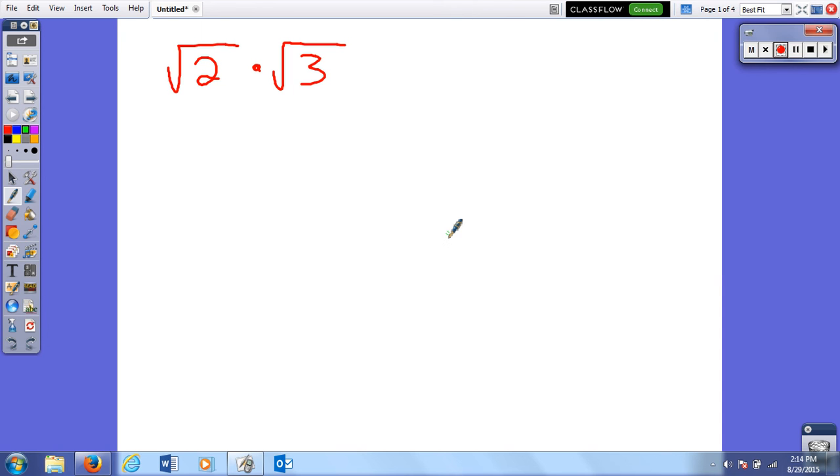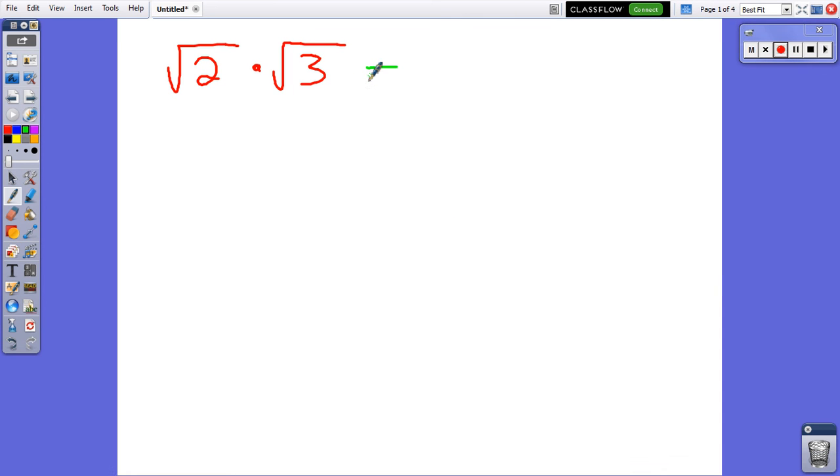When multiplying radicals together, it's quite simple. In this case, all you have to do is multiply the insides together. 2 times 3 is 6, and there we get the square root of 6.